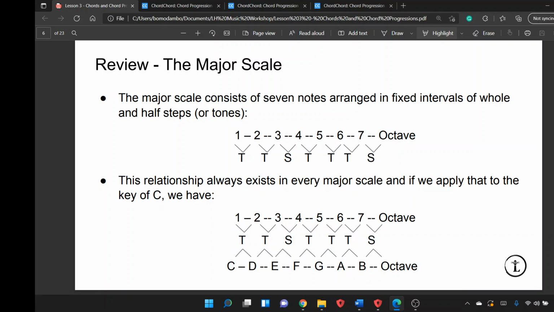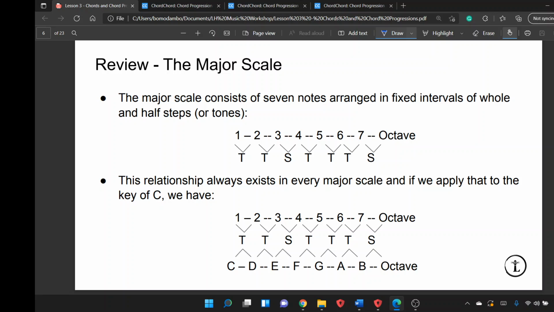Before we dive into chord construction and progressions and stuff like that, let's just have a quick rundown of everything we've discussed, the basic music theory stuff, and particularly the major scale for now. So this is just a quick recap. We know that the major scale consists of 7 notes arranged in fixed intervals of whole and half steps.